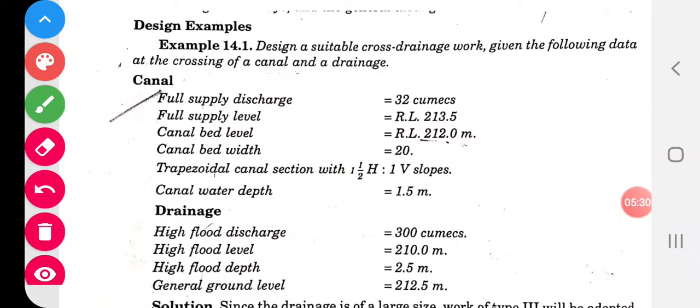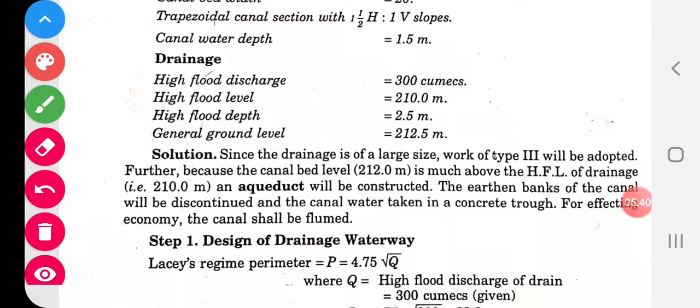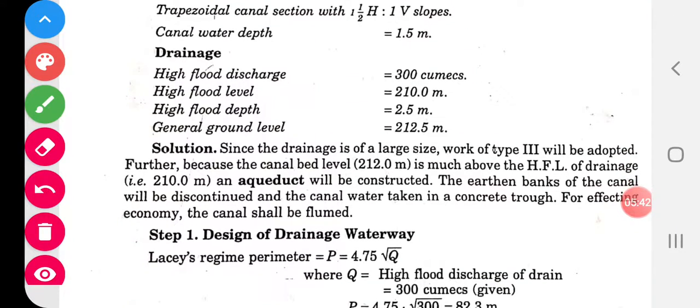What do you have to design? You have to design a suitable cross drainage work. So let us see what the suitable cross drainage work is. Come now to the solution. In the solution, since the drainage is of a large size, work of type 3 will be adopted.